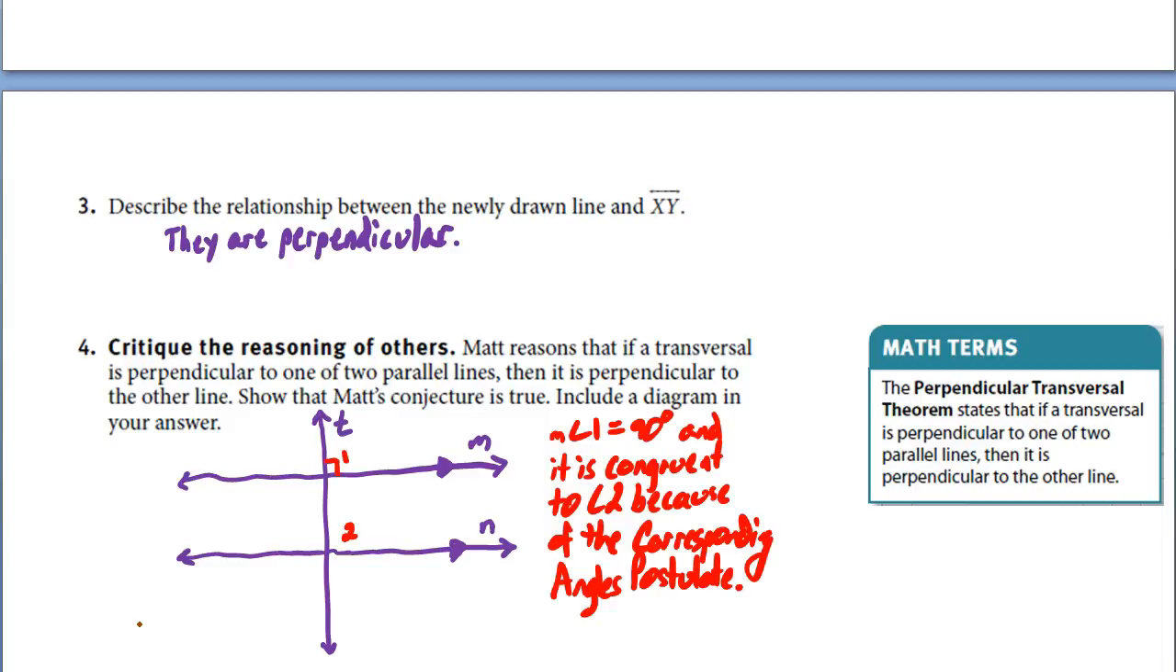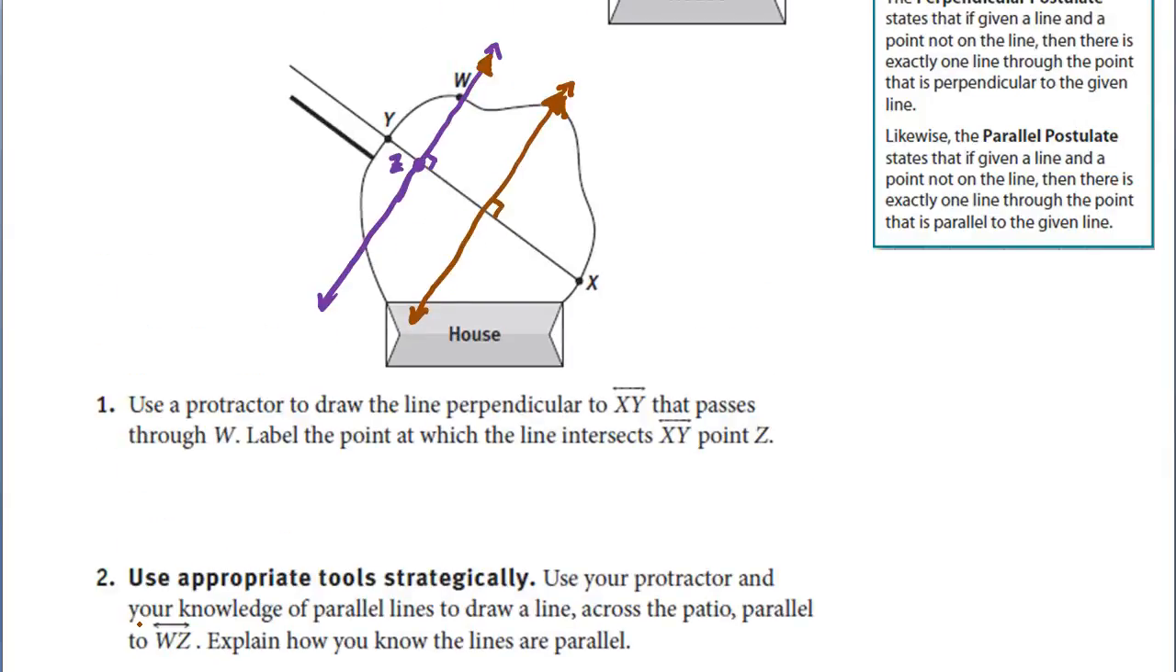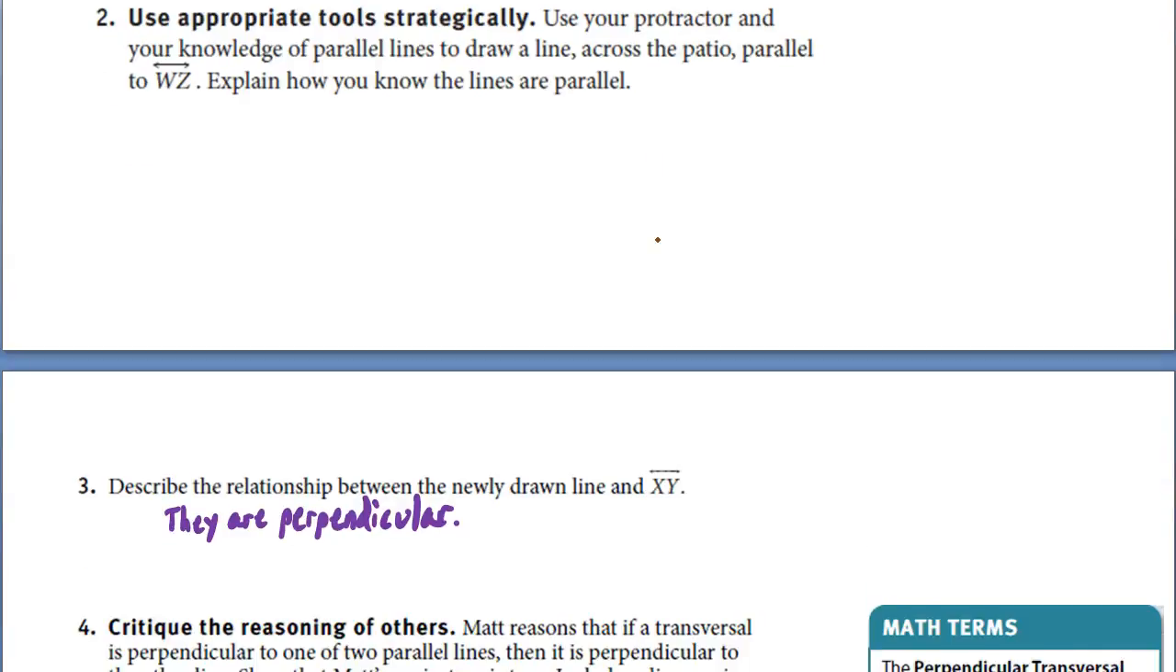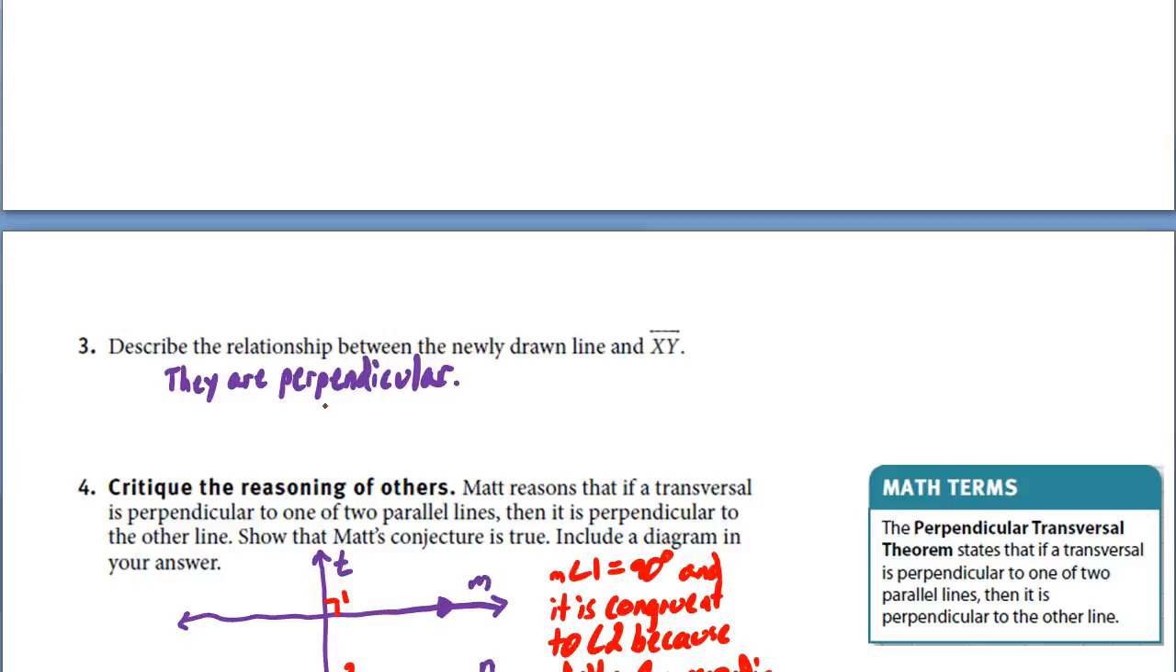Number 3, describe the relationship between that newly drawn line and line XY. The brown line and line XY meet at a right angle. They are perpendicular. So that was my answer to number 3.